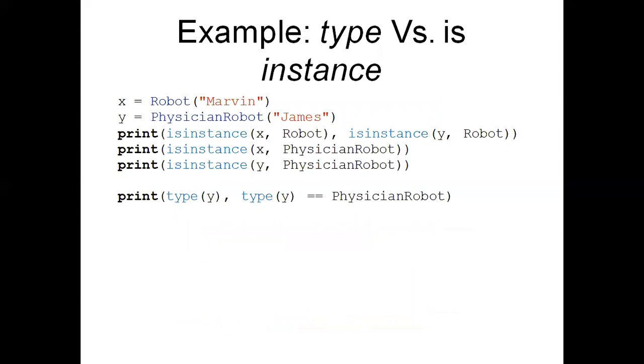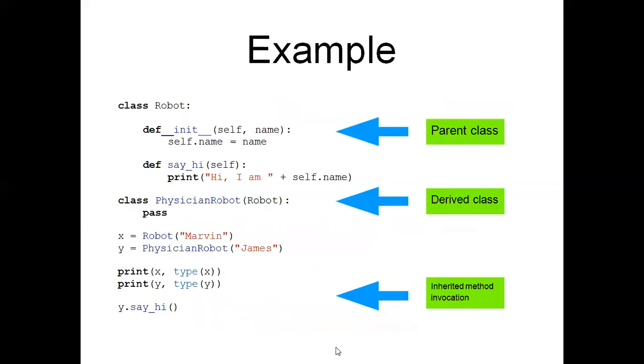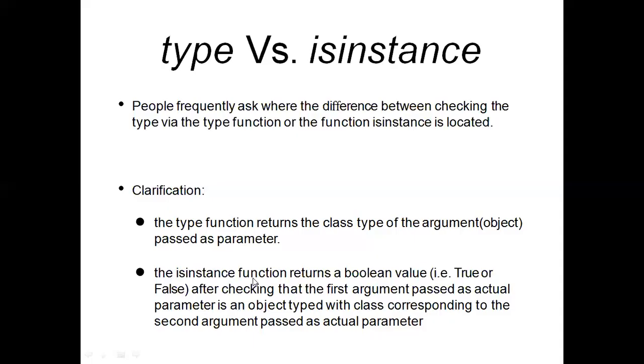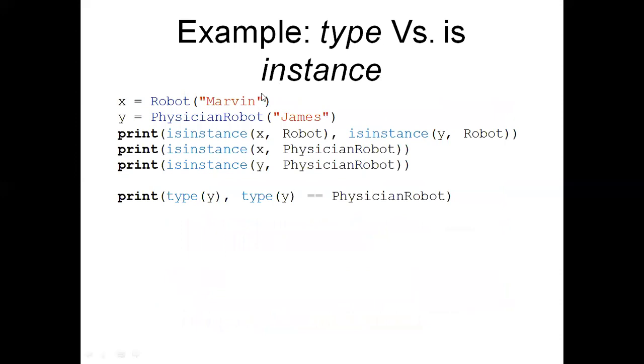Now let's see what type versus instance is. From where have we checked out this type thing, right? First of all, I need to let you know that I asked you a question in the previous slide, X type, Y type. Now let us see how this behaves here. Again, I have the object X, which is from the base class, and the robot's name is Marvin. Y is an object from the derived class, with the robot name James. It is a physician robot. Don't get confused between these two robots, right? I hope I have made these two concepts clear.